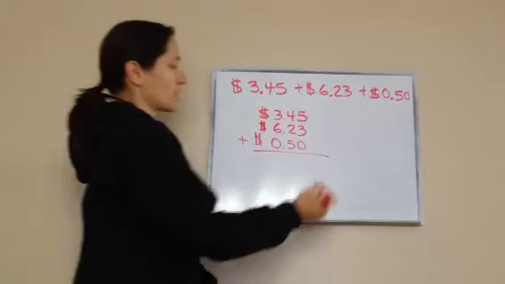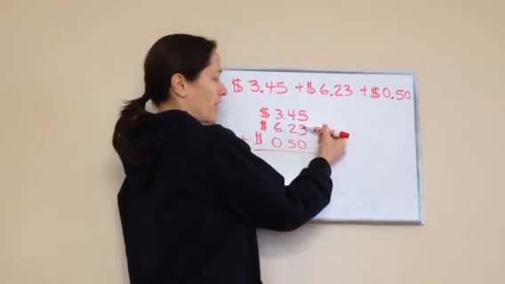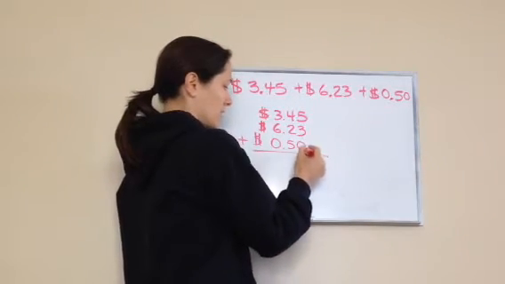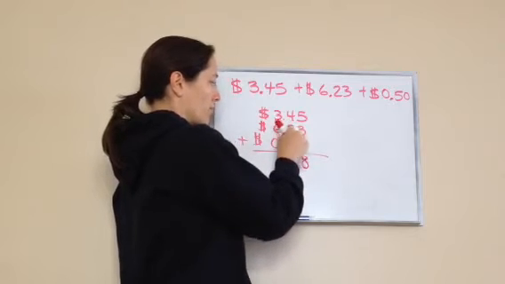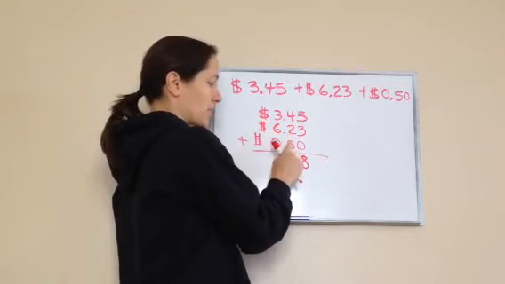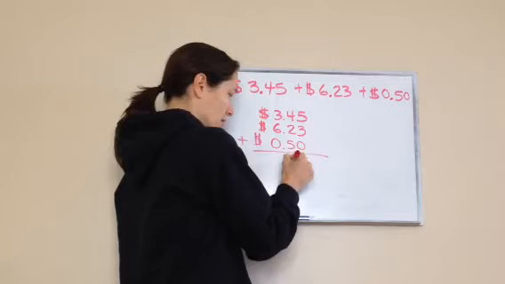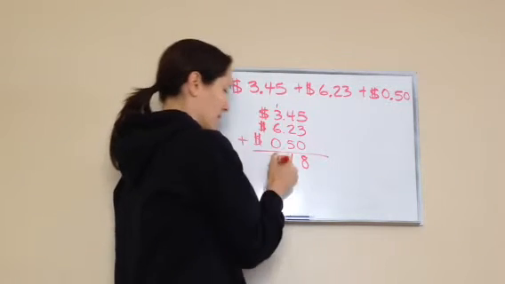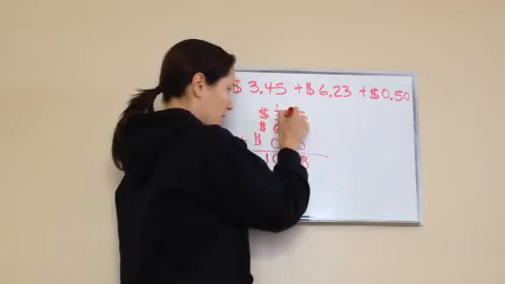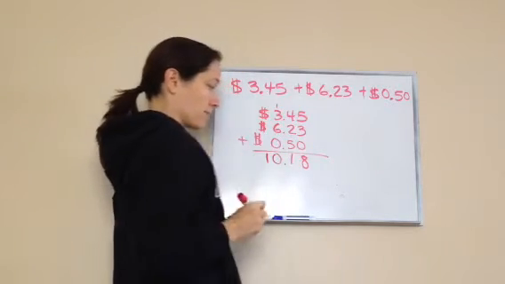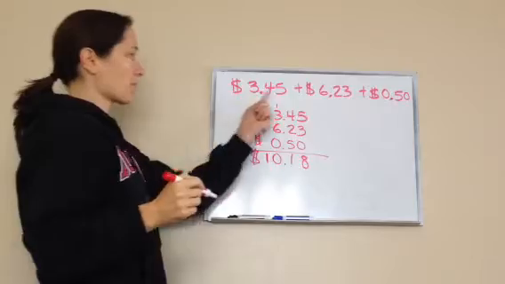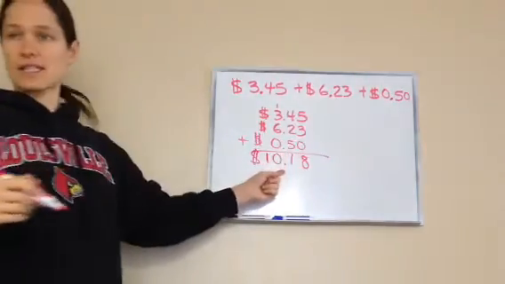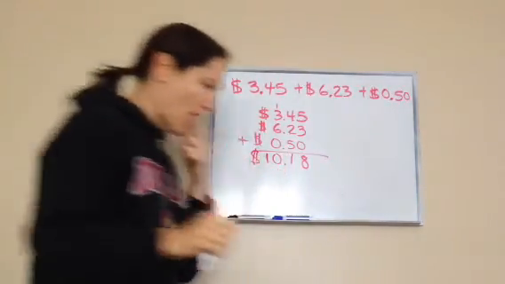Very good. Okay, so let's add this up. 5 plus 3, 5, 6, 7, 8, plus 0, nothing. 4 plus 2, 6 plus 5, 11. Carry the 1. 6, 7, 8, 9, 10. And then I move my decimal down. So, when I add up these 3 prices together, I get $10.18. You get it? All right.